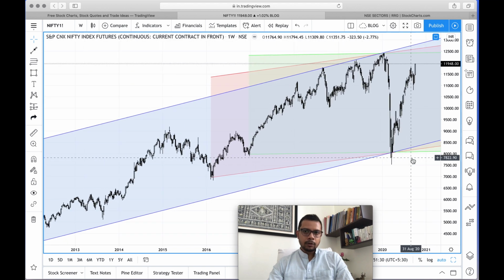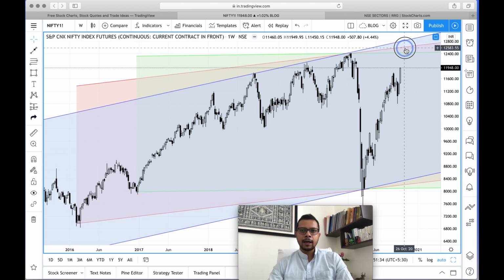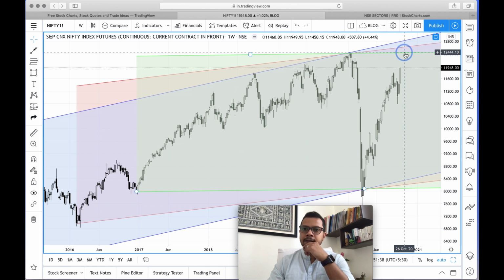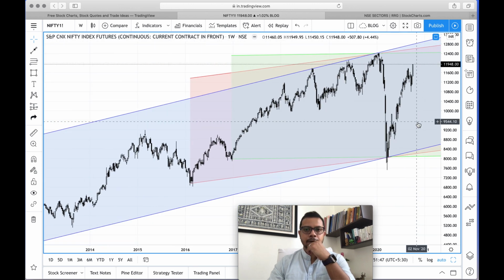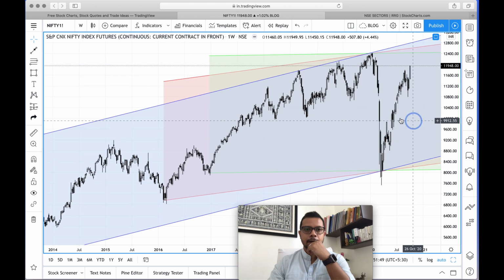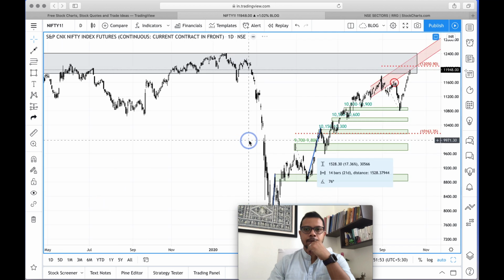What is important for us to note here is that the highs of all 3 channels are more or less coinciding on a similar zone, and that's again around 12,500 to 12,800, 900, 13,000 kind of levels. That's the kind of resistances we are looking at from the weekly chart as well as from the daily chart.